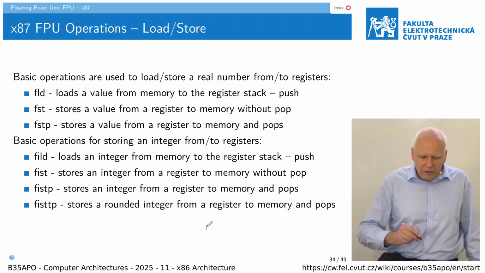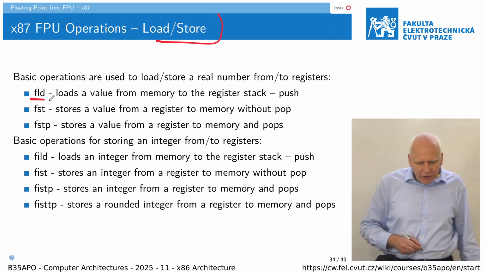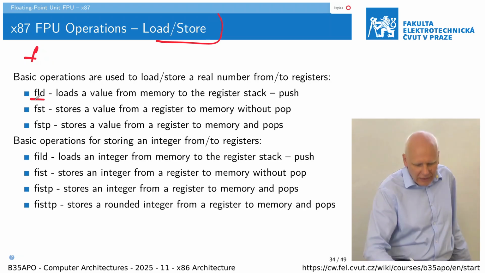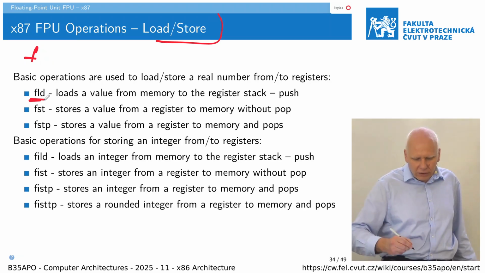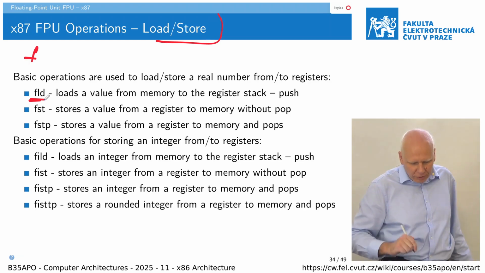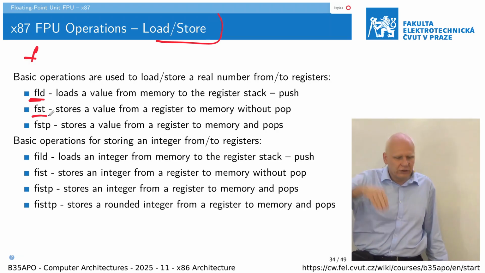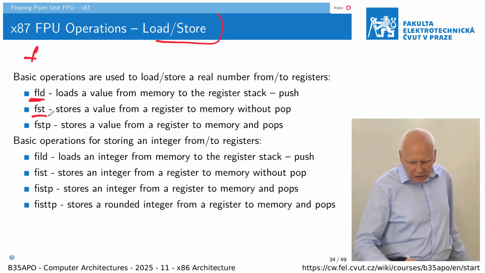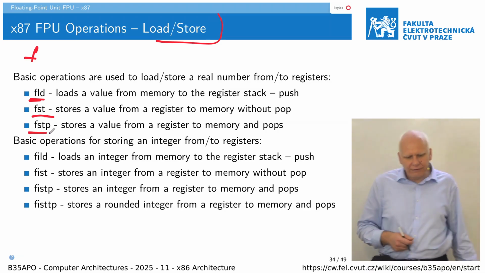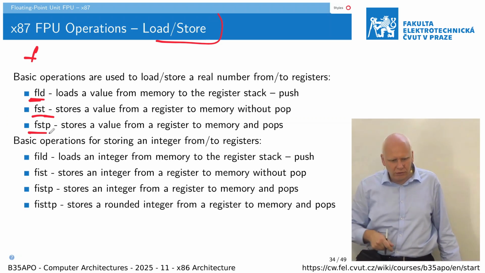And if we go to the operations, we have there the load and store operations. All those operations start with F, which means that it is the floating point unit. FLD loads the value from some location in memory and pushes it onto the stack in the coprocessor. FST stores the top of the stack to some location in the memory, but without the pop, or you can use FSTP, which pops the value from the top of the stack and stores it to the memory.